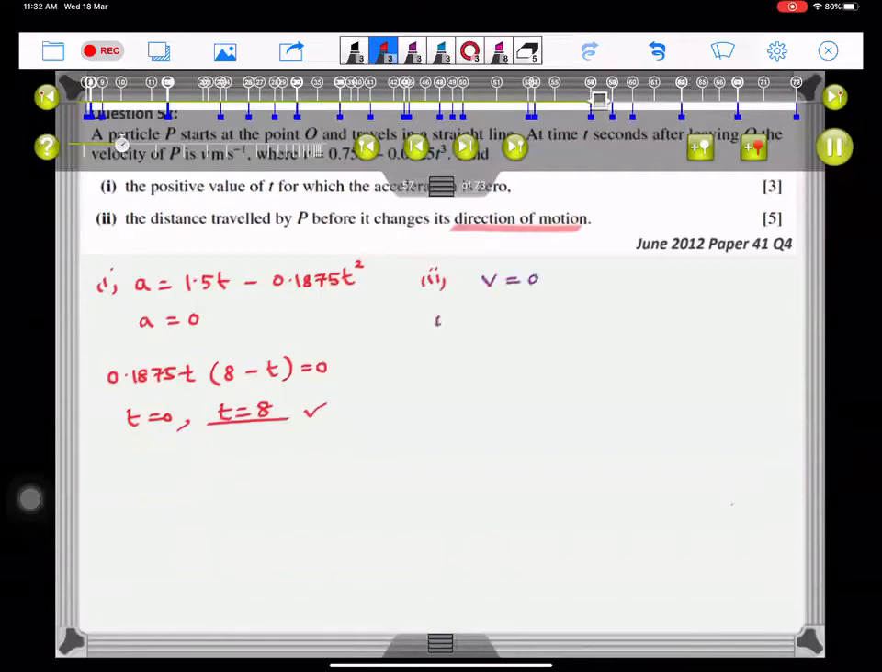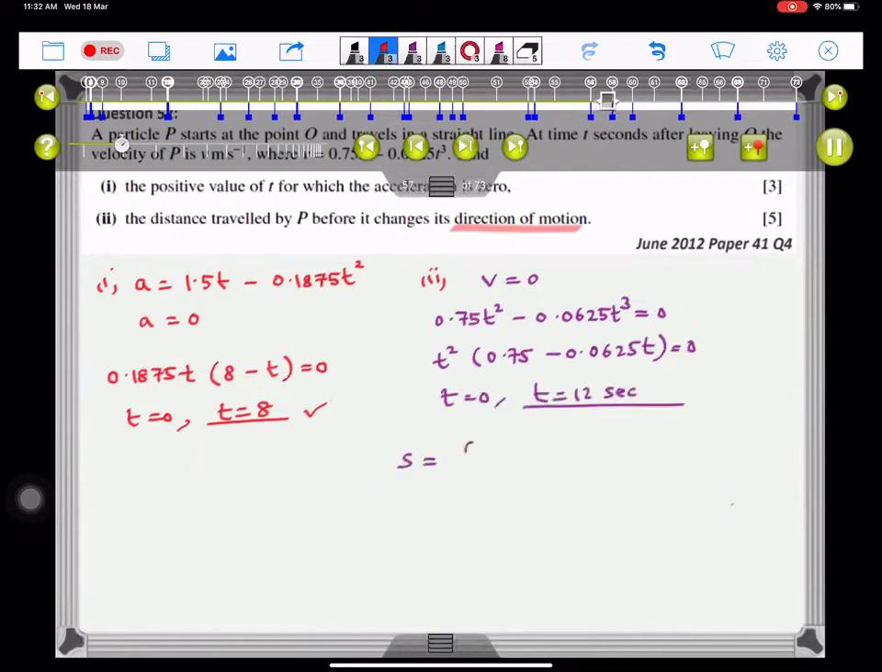Distance traveled before it changes direction, V is 0. Again, take common as much as possible, variables as well as the numbers, but variables is a must. For example, in this particular scenario, I have taken the variable to be common. I have not taken the constants to be common because I can use a calculator later on. So t comes out to be 12 seconds. Distance traveled for the first 12 seconds: integration of the velocity equation between the limits 0 and 12.